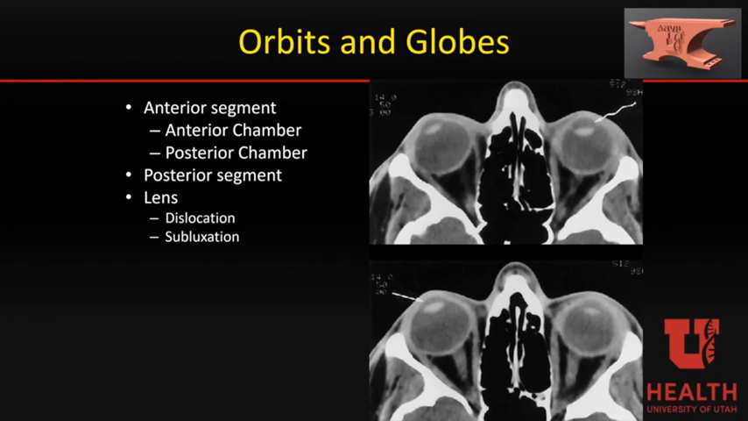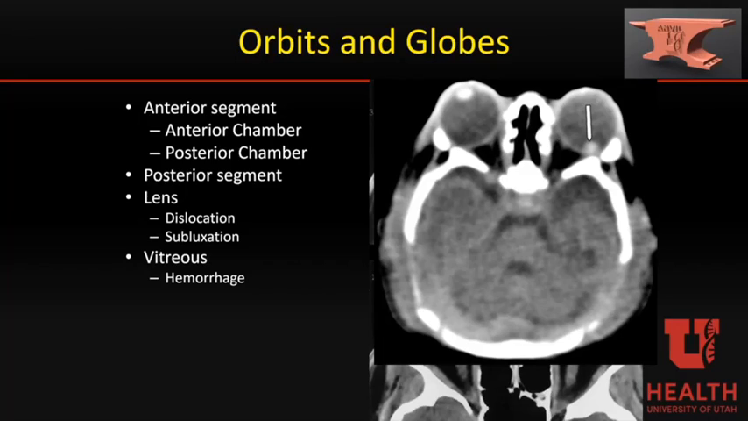The lens is a useful indicator if it is dislocated or subluxed. In this patient with an enlarged anterior chamber, that suggests that there is decompression and volume loss within the posterior segment, leading to sagging of the lens posteriorly, and then a normal appearance of the anterior chamber on the contralateral side.